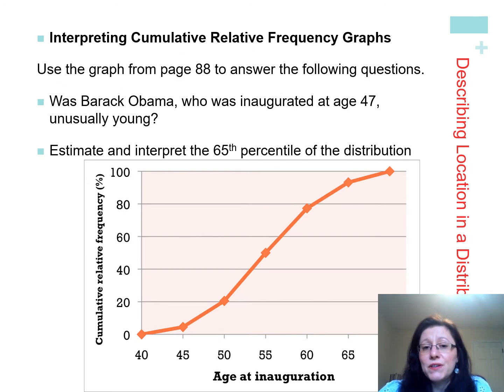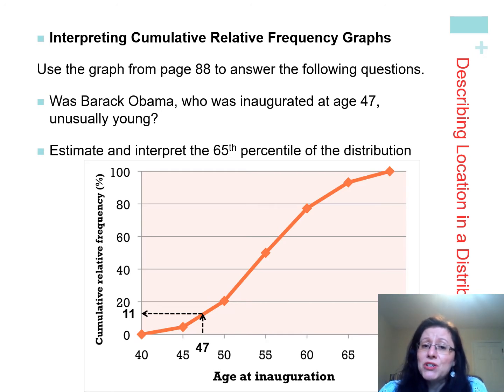So this is just a matter of how to interpret, right? How to interpret this kind of graph. So it says, was Barack Obama, who was inaugurated at age 47, unusually young? So you have to kind of look and see. Okay, so he was in the 11th percentile, so that is young. He was one of the younger presidents, right?